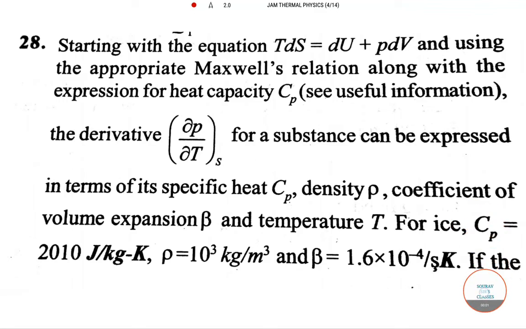Today we discuss the JAM Physics question paper of 2017. Here is a question from thermal physics.